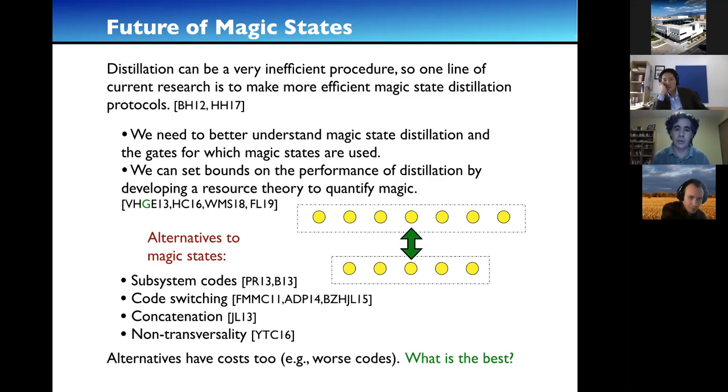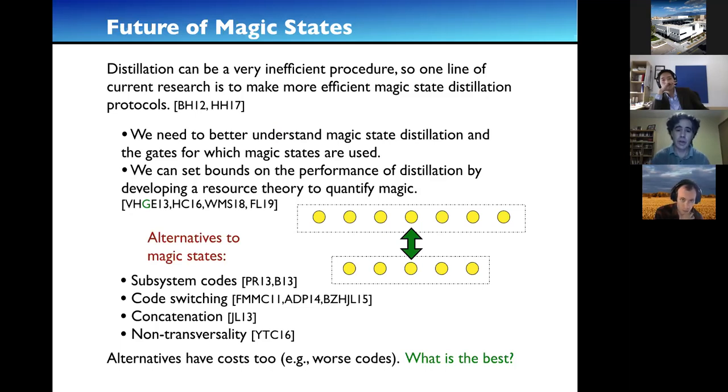And there's been significant improvements in those. Another line of research, which I think is kind of underemphasized, but is something that I would like to see more of going forward, is to understand the mathematical structure of these magic state distillation protocols and of the magic states themselves and the gates that they're good for. And understanding this mathematical structure would give us a better understanding of how magic state distillation works, how magic states work, and hopefully would give us some insight on how to design much better protocols.